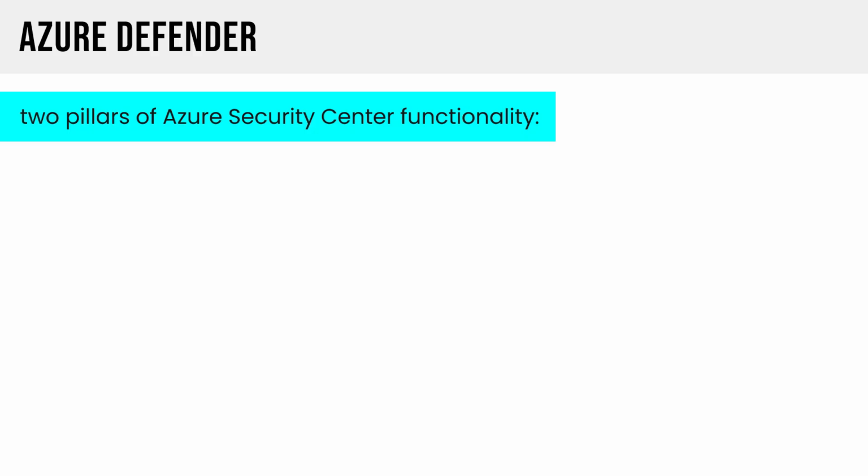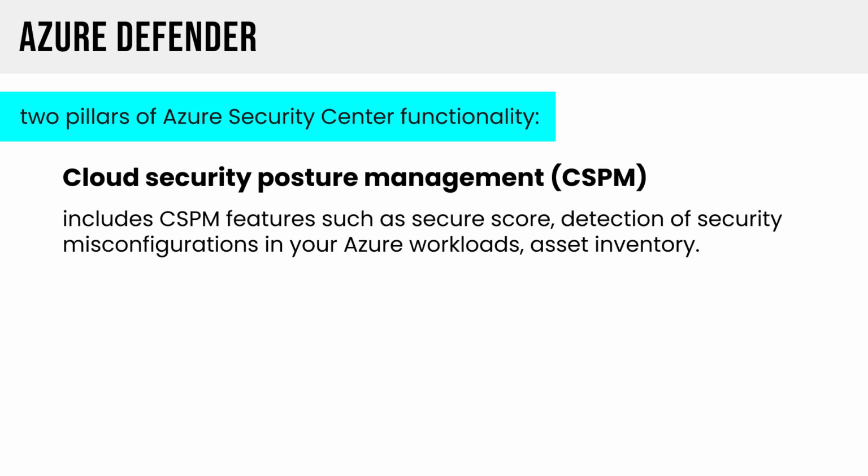Security Center has a couple of pillars of functionality that are called out in the skills measured we want to talk about. There's Cloud Security Posture Management, which are features like Secure Score, detection of security misconfigurations, and of course the recommendations that go with those from our Azure workloads and asset inventory. This is by and large free tier functionality in Security Center.